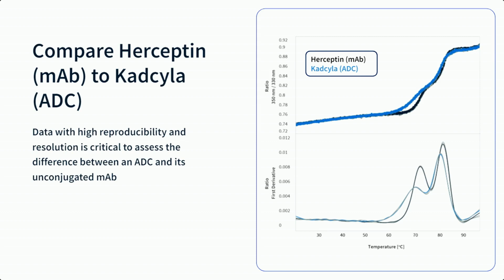Now, the bottom plot is the first derivative view, which makes it easier to spot the inflection points. And as you can see, our overlays are still very similar to each other. There are 2 transitions here, TM1, which corresponds to the CH2 domain, and TM2, which is both the Fab and CH3 domain. Now, these domains often unfold at very similar temperatures that we can't really resolve with nano-DSF. But let's dive into how the Panta's data resolution helps you learn about the impact that the conjugation process has on your antibody stability.